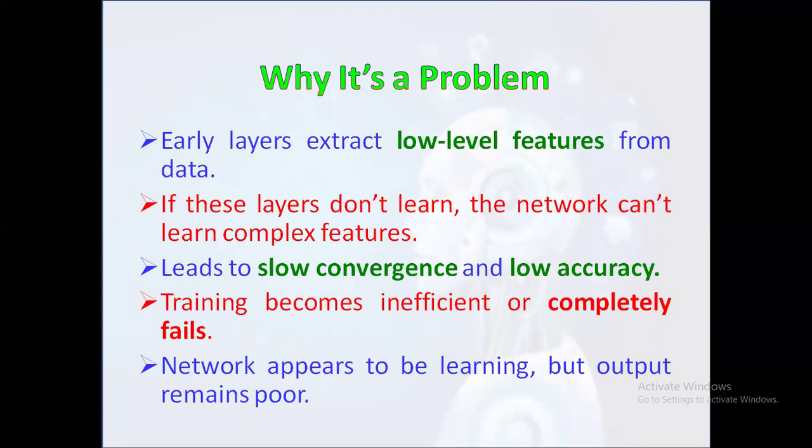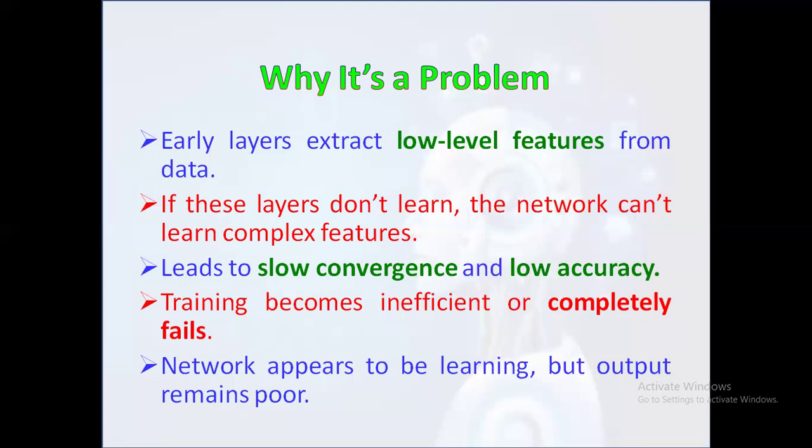When early layers fail to learn due to vanishing gradients, the network misses the foundational understanding of the input. As a result, deeper layers have poor input to work with, struggle to learn complex abstractions or patterns, and this leads to slow convergence and low accuracy. Because the gradients are too small for effective weight updates, training progresses slowly. Even with many epochs, the neural network may not converge to a good solution, leading to poor accuracy on both training and testing data. The training becomes inefficient or completely fails.